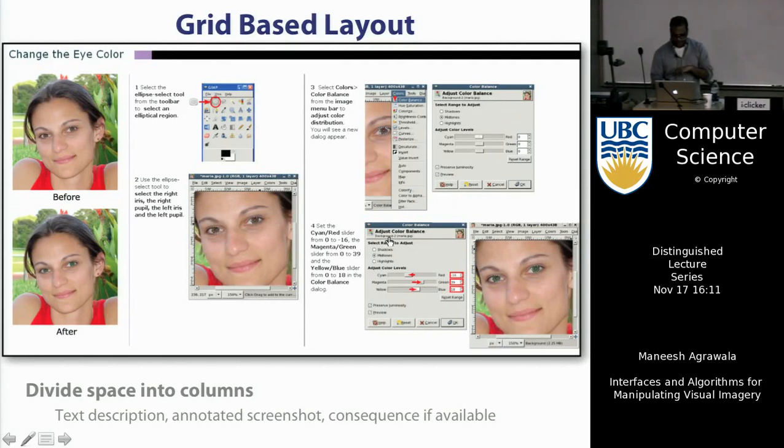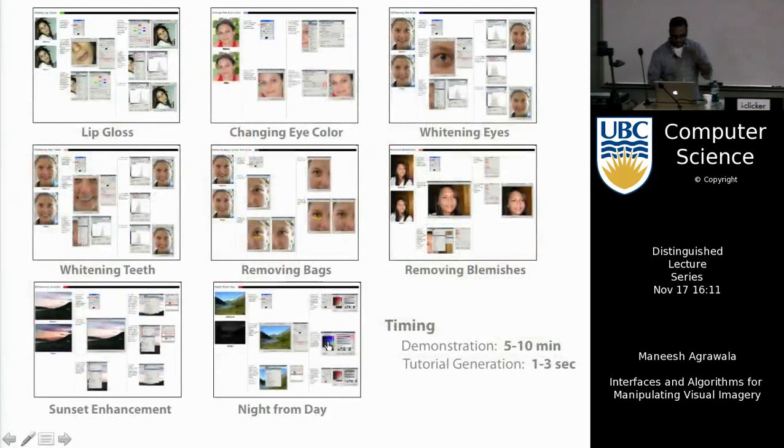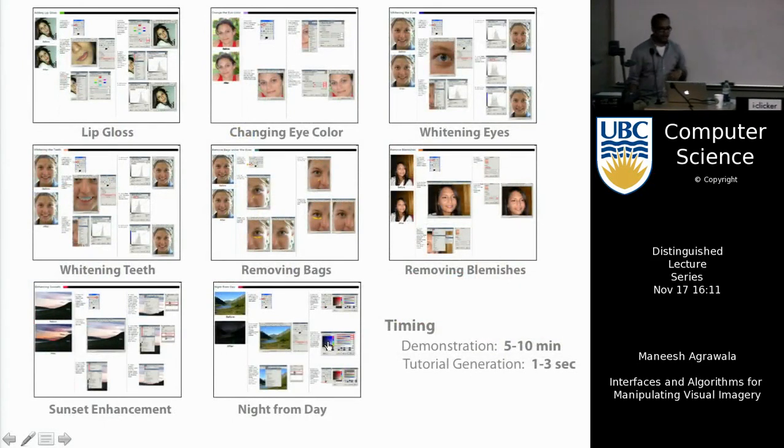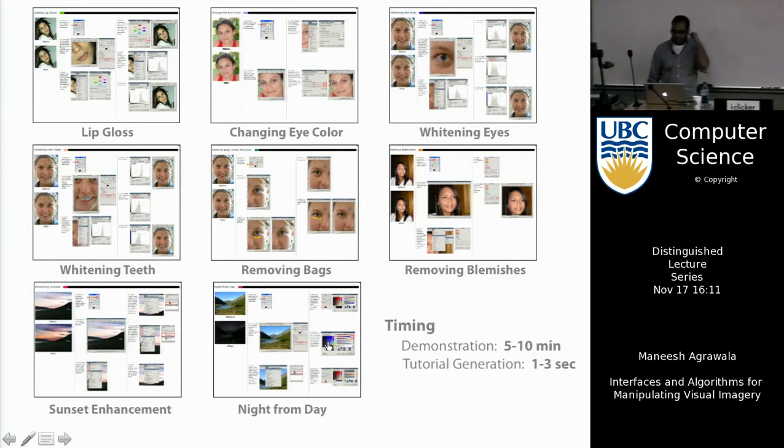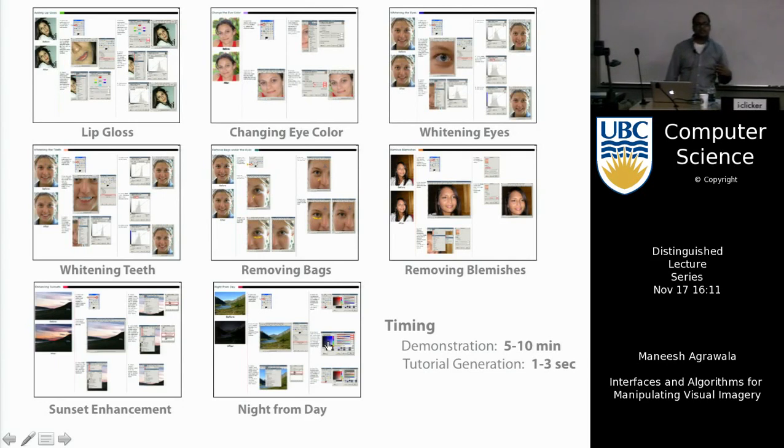Okay, so that's the entire system. Here are the kinds of results that we can produce. I've shown you thumbnails of 9 of them. It takes about 5 to 10 minutes to demonstrate each of these workflows. And then tutorial generation goes very, very fast once you've done the demonstration, just a couple of seconds.